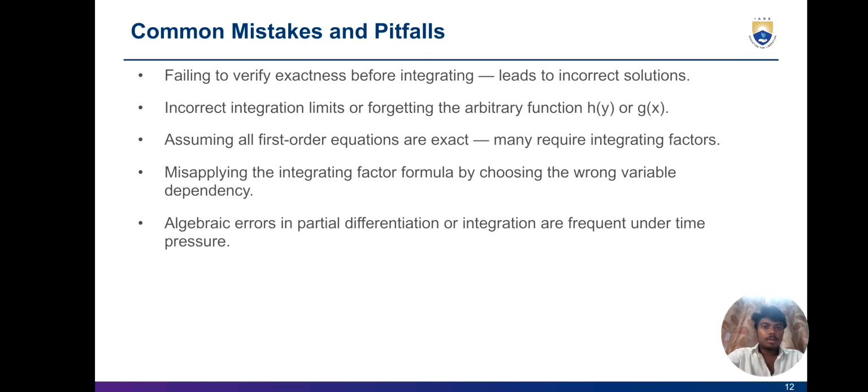Common mistakes and pitfalls: failing to verify exactness before integrating leads to incorrect solutions. Incorrect integration limits or forgetting the arbitrary function h of y or g of x. Assuming all first order equations are exact, when many require integrating factors.